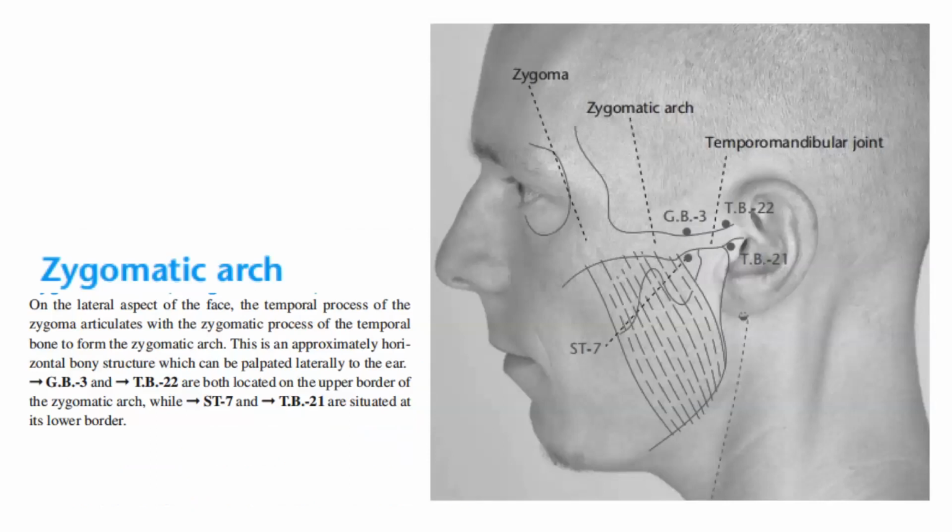Next, we have the zygomatic arch. On the lateral aspect of the face, the temporal process of the zygoma articulates with the zygomatic process of the temporal bone to form the zygomatic arch. This is an approximately horizontal bony structure which can be palpated laterally to the ear. Points gallbladder 3 and triple burner 22 are both located on the upper border of the zygomatic arch, while points stomach 7 and triple burner 21 are situated on the lower border.